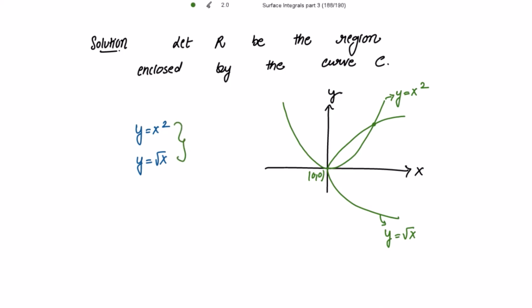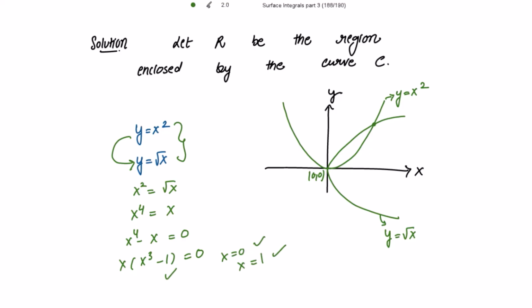From these two curves, if I put the value of y over here, I get x squared equal to square root x. Again, squaring both sides, we get x to the power 4 equal to x, or x to the power 4 minus x equal to 0, or x into (x cubed minus 1) equal to 0. That means we get x equal to 0 and x equal to 1. These two values satisfy this equation.